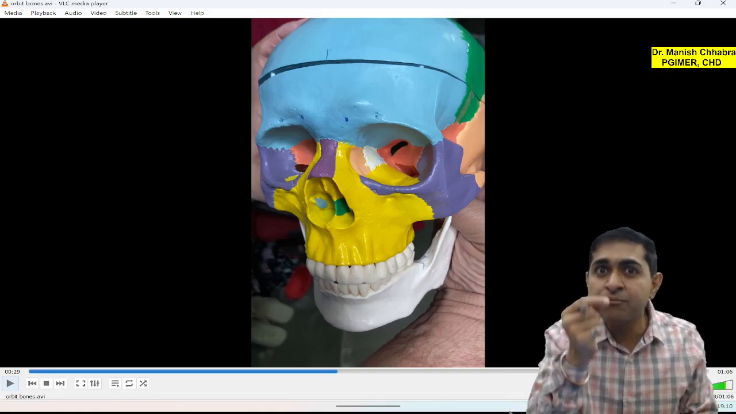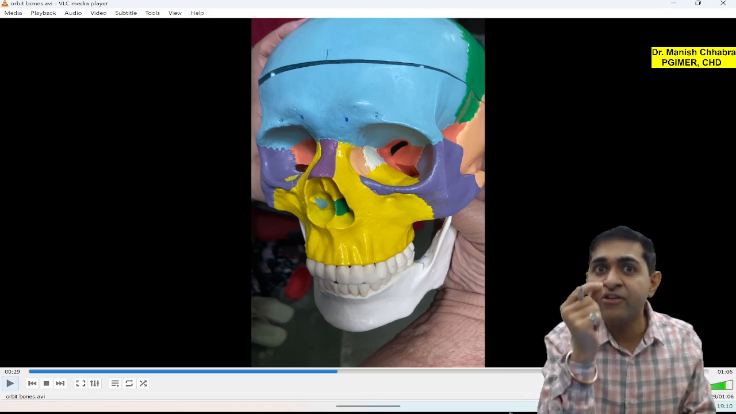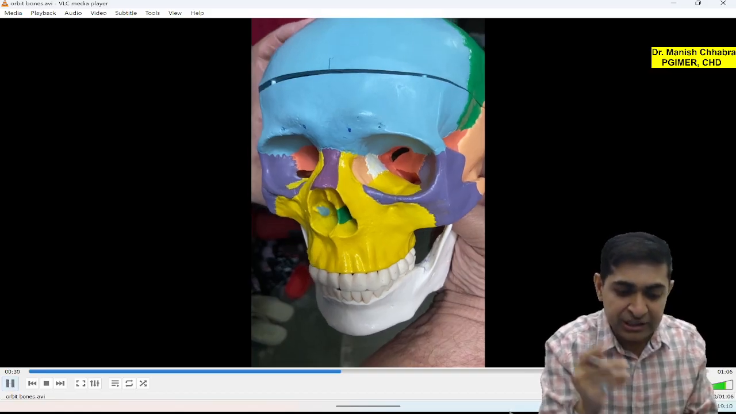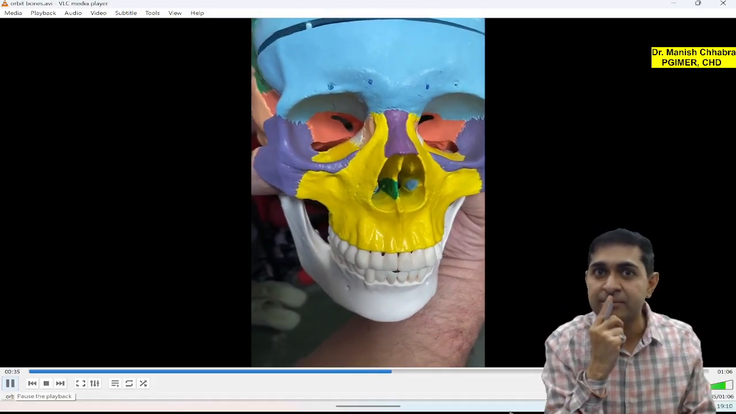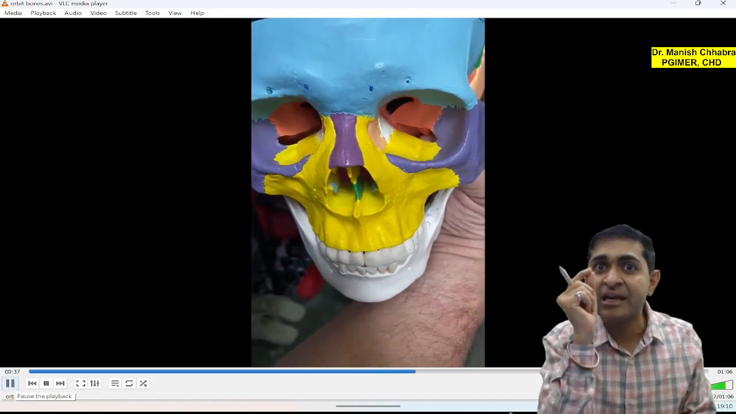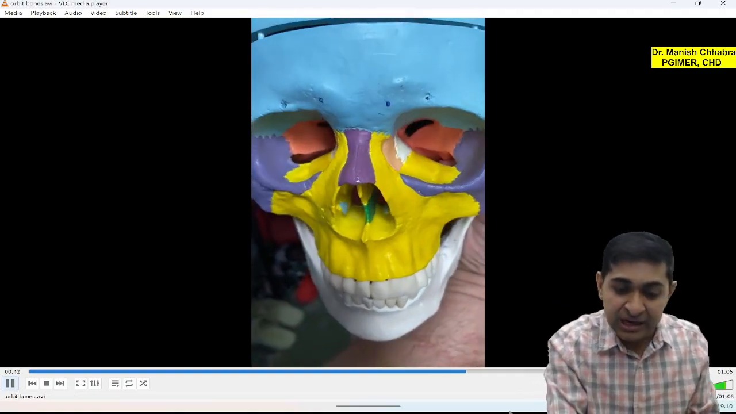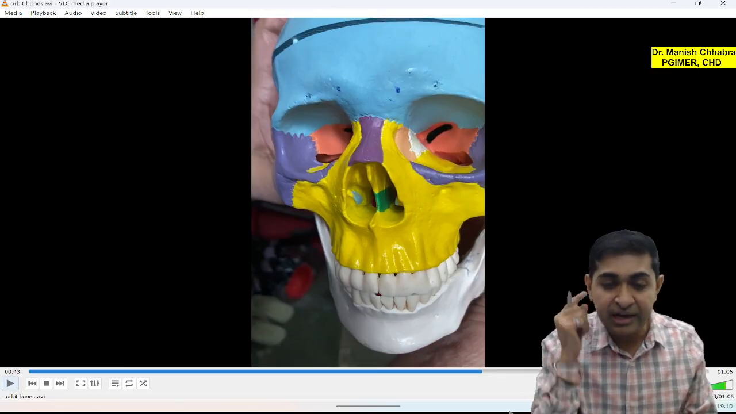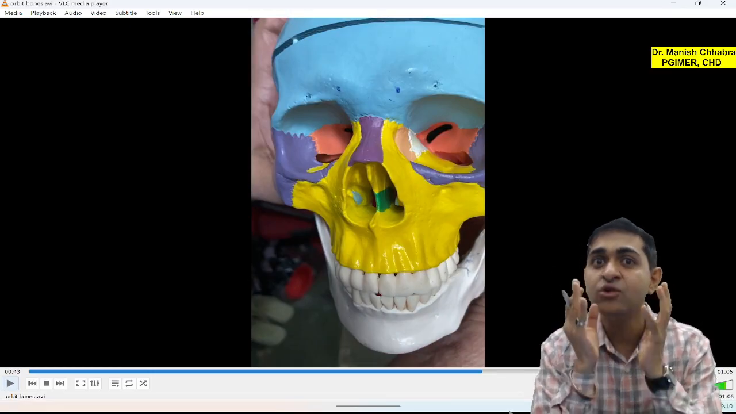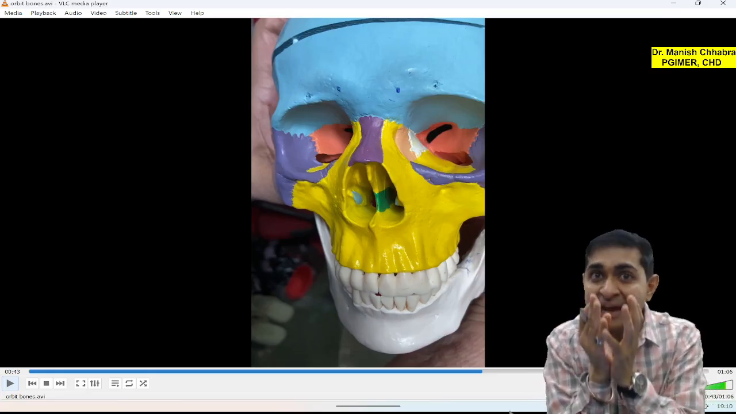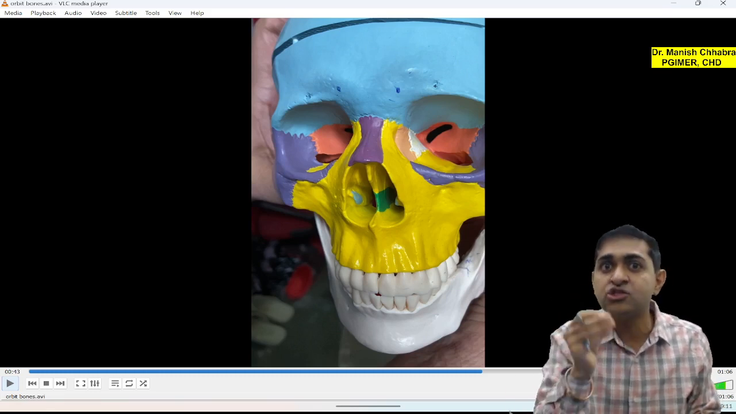And the cream colored bone is your lacrimal bone. You would be able to identify one small depression on the cream colored bone, that is where the nasolacrimal sac lies. That is the lacrimal crest. Don't confuse it, don't say, sir, lacrimal bone, so this is the nasolacrimal sac. No, the lacrimal crest has the lacrimal gland. No, my dear friends, the lacrimal gland lies on the superior temporal side of the orbit, and the white colored bone is your ethmoid bone.